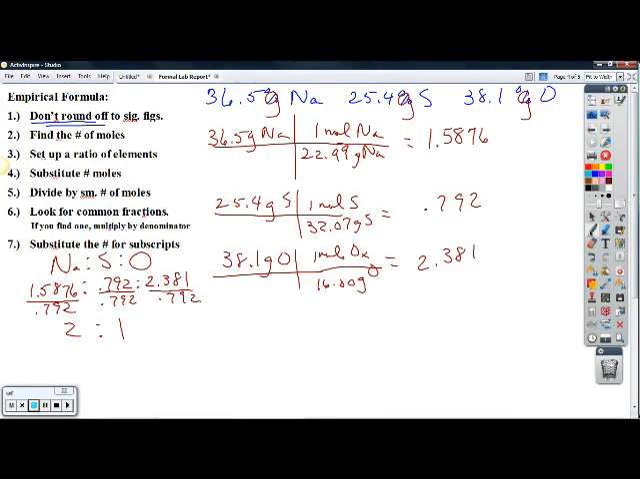All right? When I divide this, I get 3. It's very close to 3. Maybe it's not exactly 3, but it's very close. Now I'm going to look for common fractions. Since all of these were whole numbers, there are no common fractions, so I skip number 6.